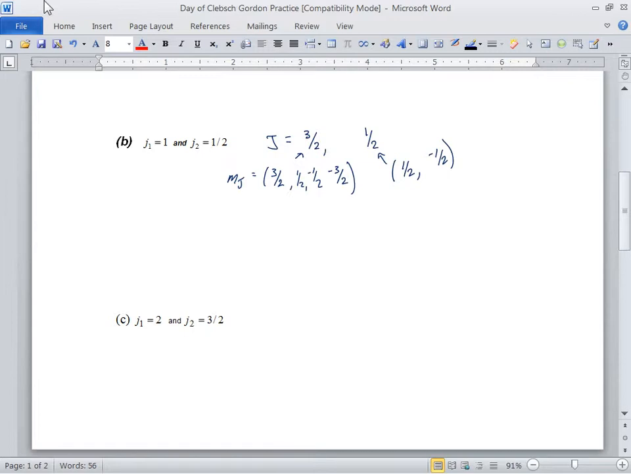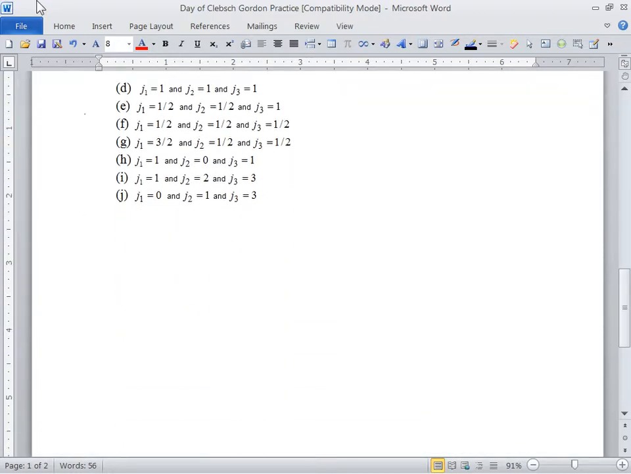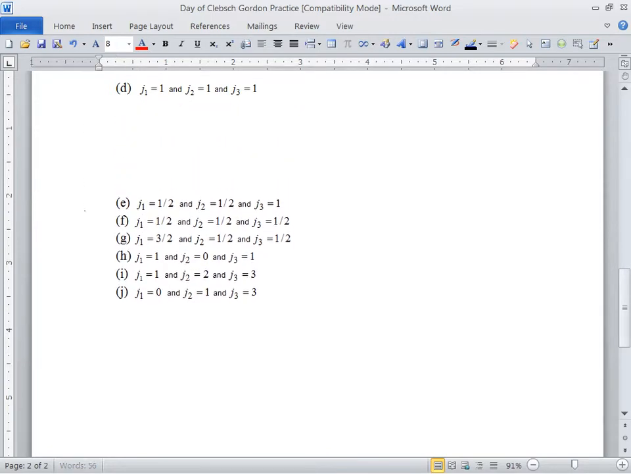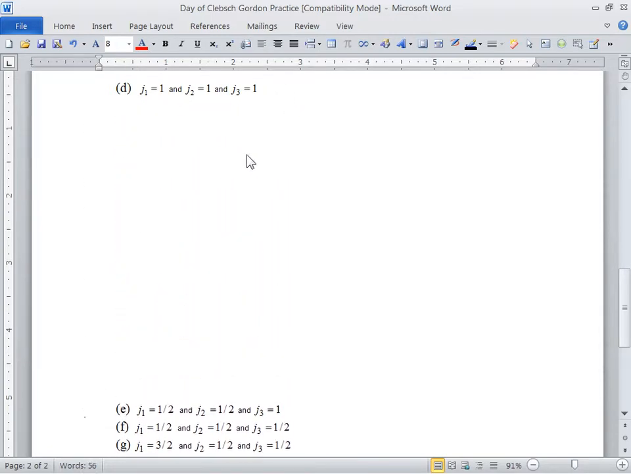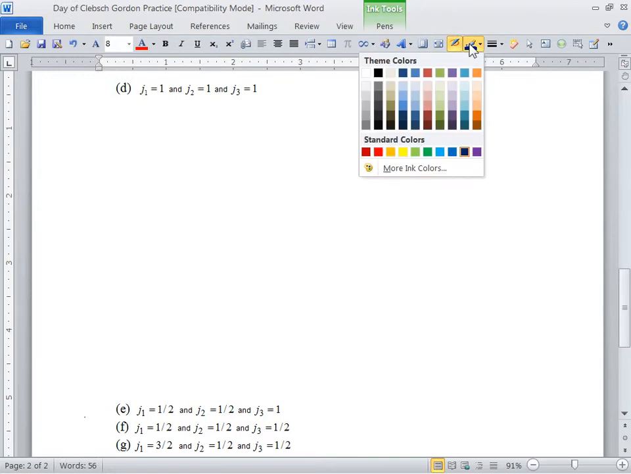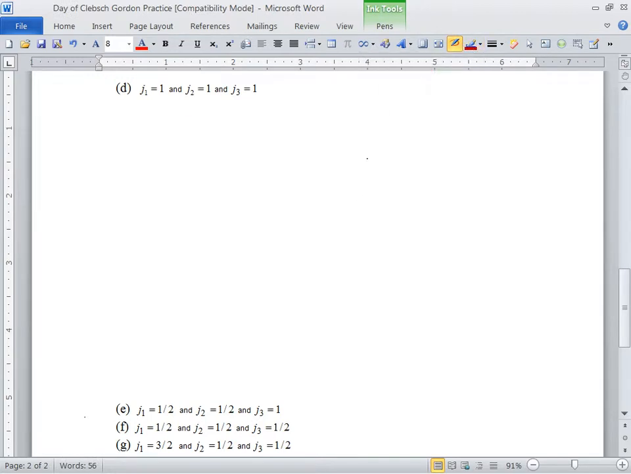Okay, whatever. So did you get 1, 2, there's 4 of them, right? 7 halves, 5 halves, 3 halves, 1 half. So the first m sub j, minus 1, so 5 over 5 halves. So it's the same thing all the way to negative 3 halves.